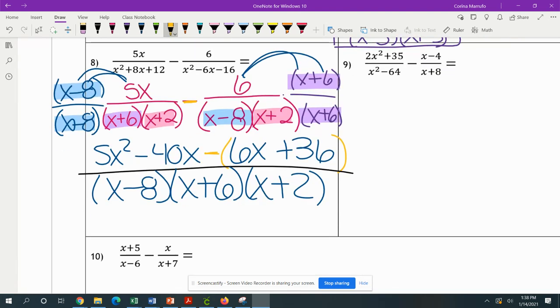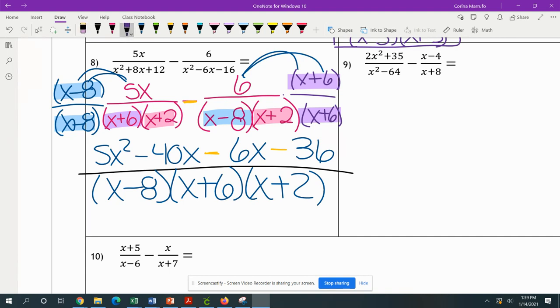So this is going to be minus 6x. And if I distribute the minus to the 36, instead of it being a plus 36, I'm going to go ahead and switch it out for minus 36. Okay. So once you distribute the minus, we're going to go ahead and combine the terms.